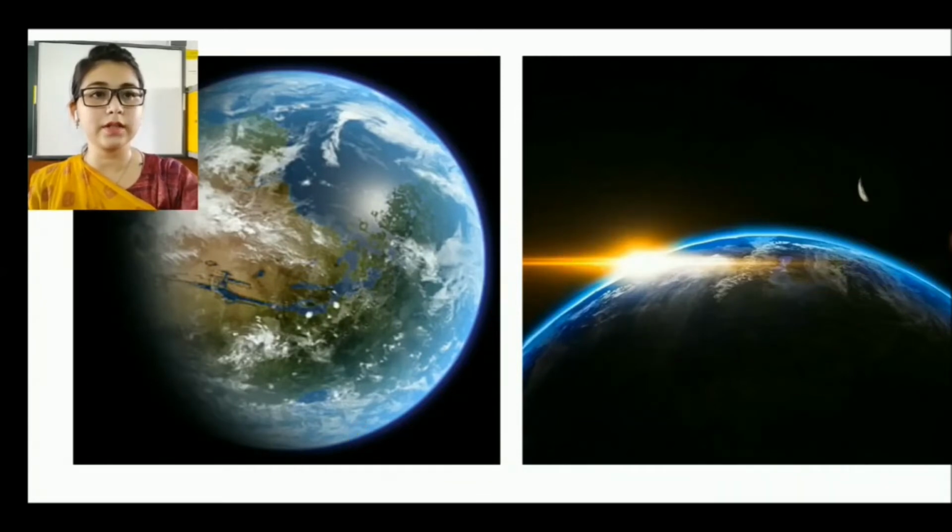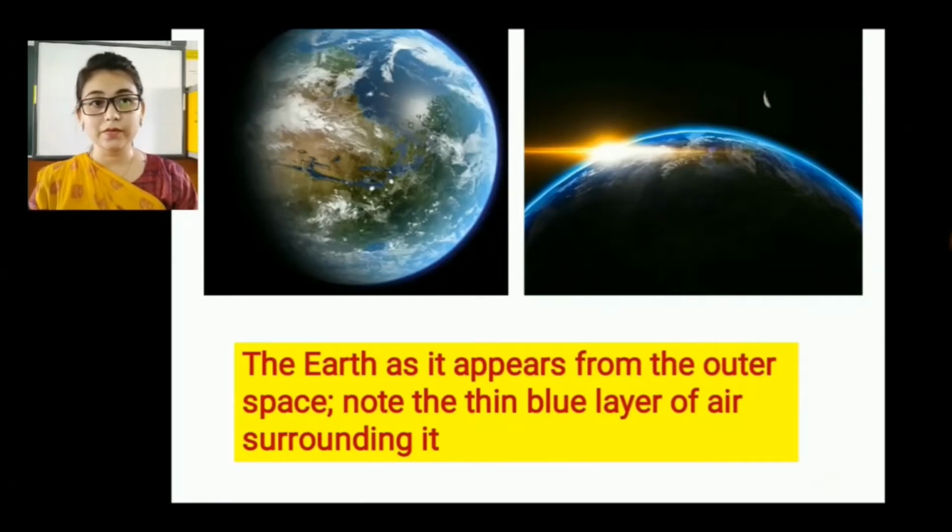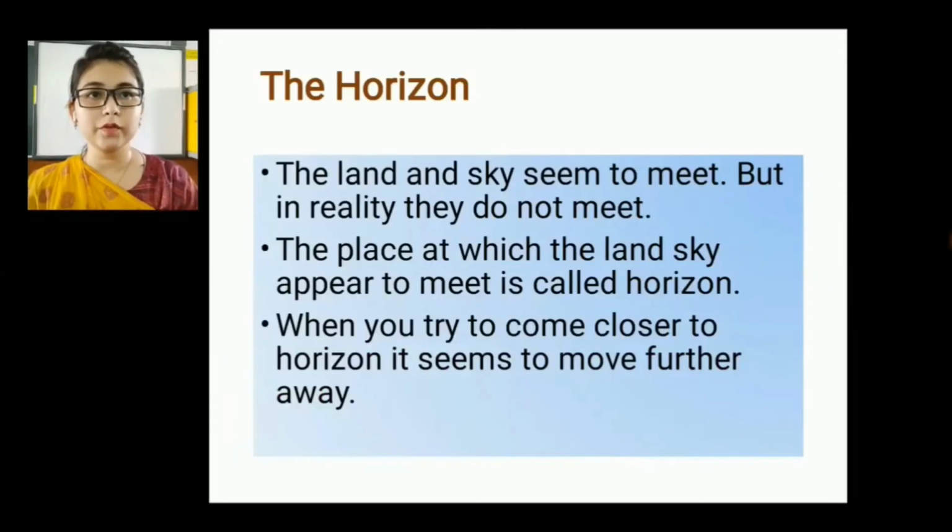Now let's just read it out. What is written here? The earth as it appears from the outer space, this is the shape, and note the thin blue layer of air surrounding it. So this is the light blue color thin layer, that is atmosphere. Okay, now let's move to the next slide.